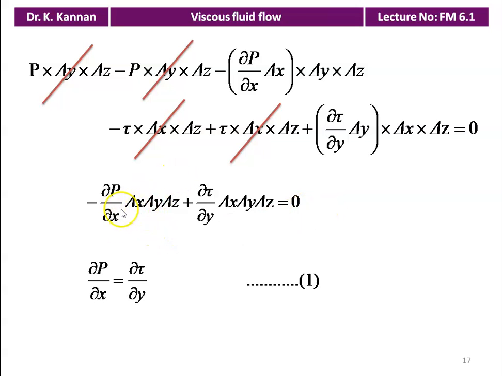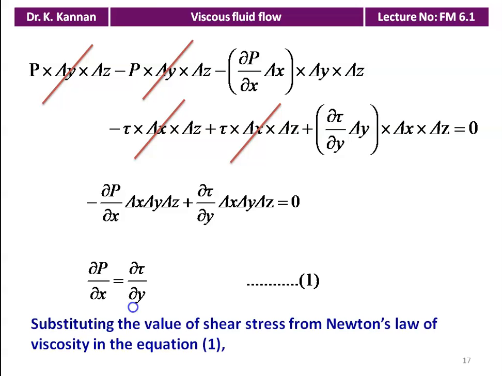Here again, delta x, delta y, delta z gets cancelled. So rearranging, dou P by dou x equals dou tau by dou y. So the pressure gradient equals dou tau by dou y, which is the variation of shear stress with respect to the y direction.